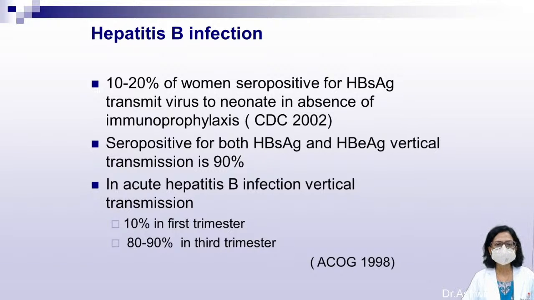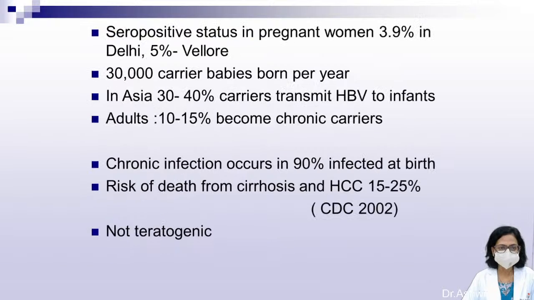So 10 to 20% of women who are seropositive for the surface antigen are going to transmit the virus to the neonate in the absence of immunoprophylaxis. If she is seropositive to both surface antigen and E antigen, the vertical transmission rate is very high, 90%. Also, if the infection occurs in the third trimester, the risk of vertical transmission is 80 to 90%, whereas it is only 10% in first trimester.